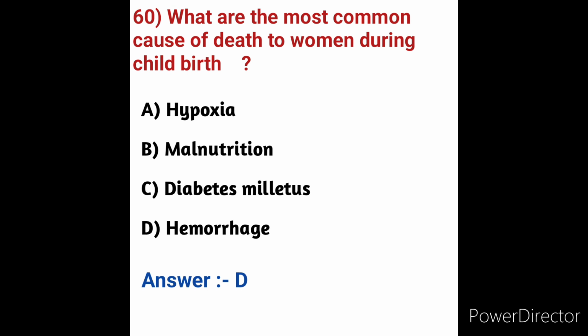75% of all maternal deaths are due to severe bleeding and infection, usually after the birth. The primary cause is hemorrhage, the secondary cause is infection. Hypertension during pregnancy is the third foremost cause of death of women during childbirth. It will be preeclampsia and eclampsia. Okay friends, here the most common cause of death of women during childbirth is hemorrhage. Option D is the correct answer here.